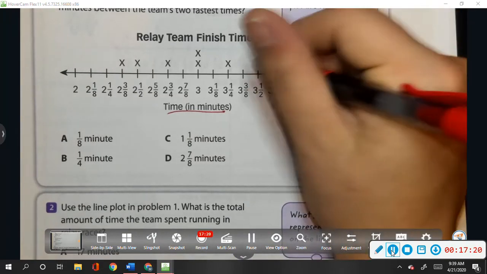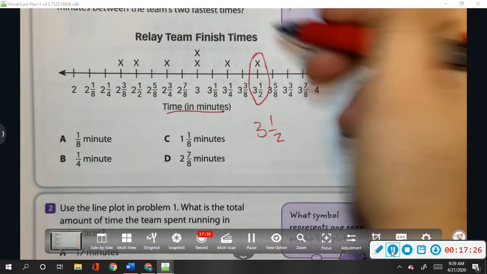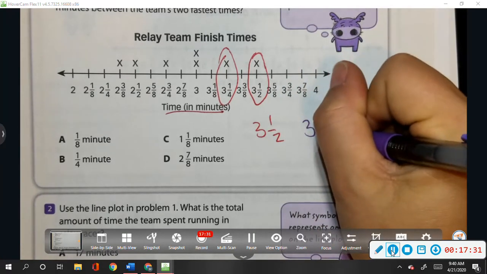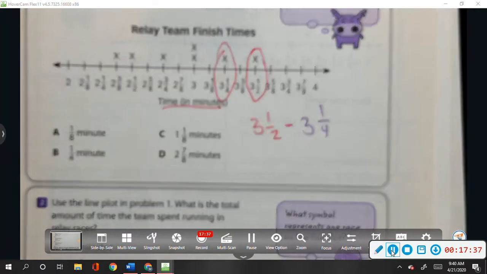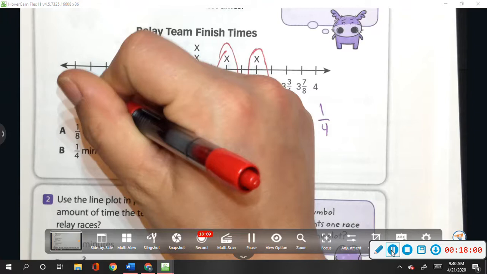So we had one time at 3.5, and then we had another time at 3.25. And we're finding the difference, so we are going to be subtracting. Now, what's the problem? The problem is our fractions do not have the same denominator. And so what we need to do is change those denominators so they have 8 as a denominator, because 8 is our smallest unit in our fraction line.